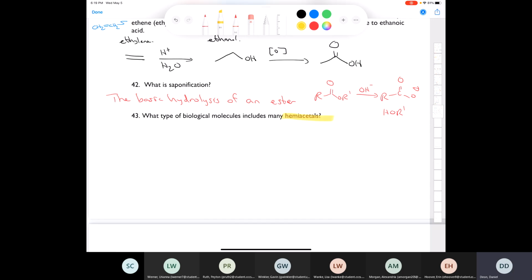Where did we see a hemiacetal in a biological molecule? Can anybody tell me where? What chapter? We saw hemiacetals come up a bunch of times in one chapter. While you're thinking about it, I'm just going to go grab some water.